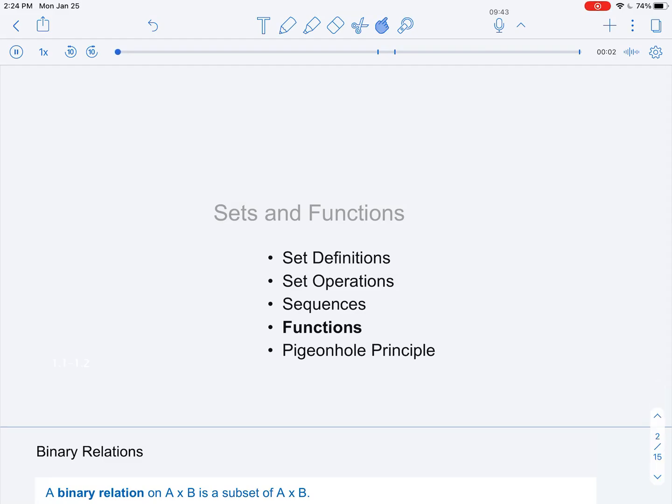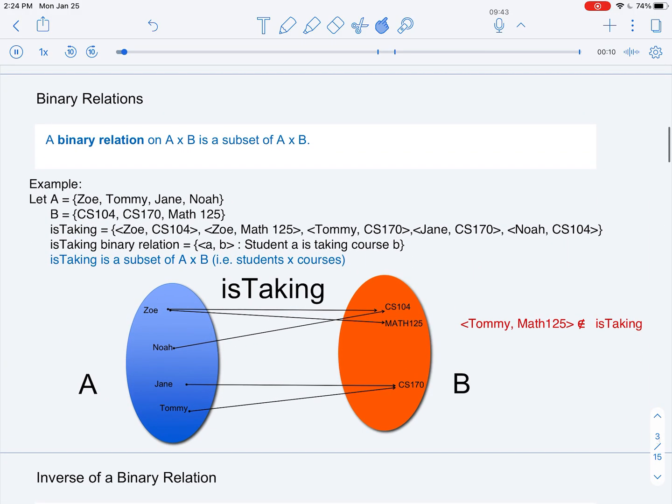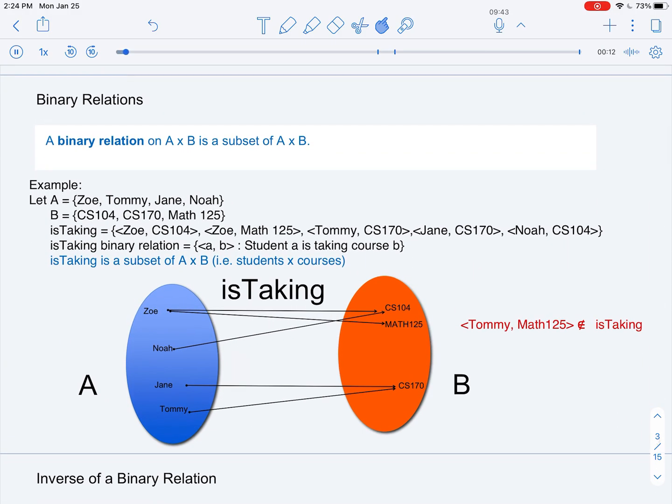In this video, we'll discuss different types of functions. But first, let's review the definition of binary relations. A binary relation on A cross B is a subset of the Cartesian product of A and B.